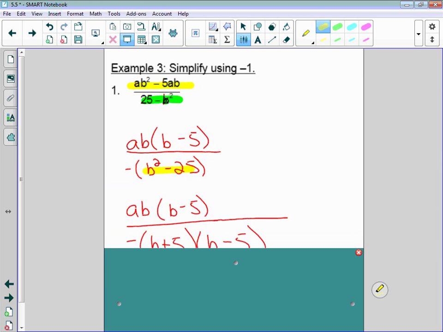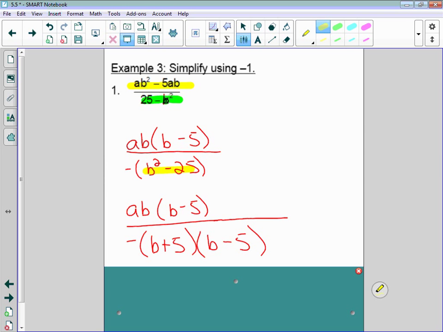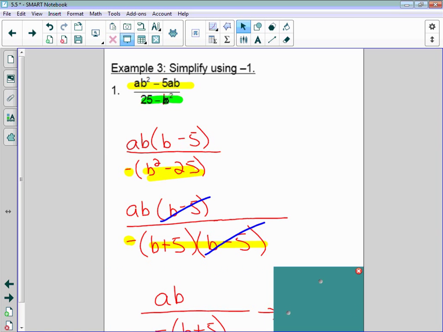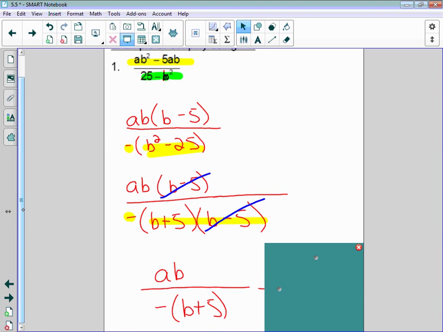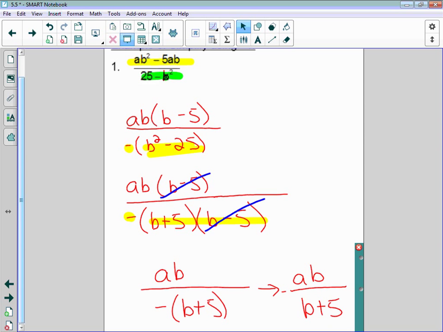So we can factor that into 2 separate factors. We still have this negative out front, but b squared minus 25 factors into b plus 5 and b minus 5. And now it's a canceling party, and the b minus 5s are invited, so we can cancel identical factors out from the numerator and denominator. That's all we can cancel out. So we would be left with an answer of AB over b plus 5, and we can just write that negative out front.